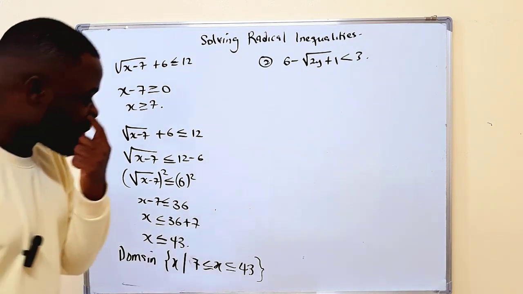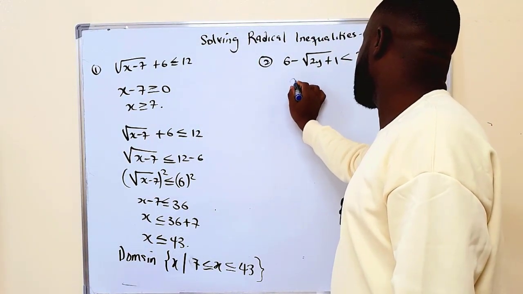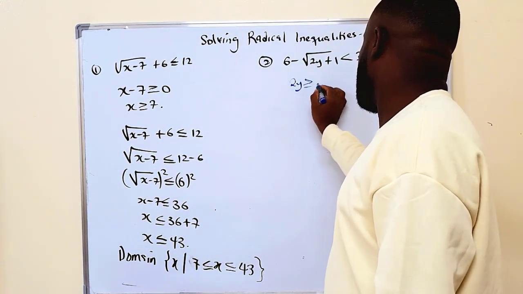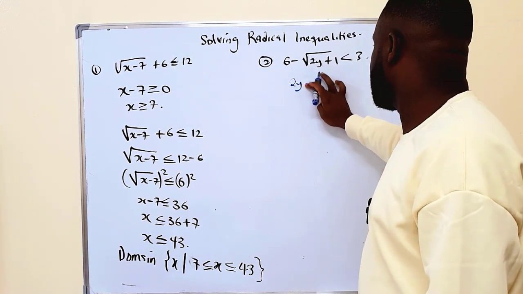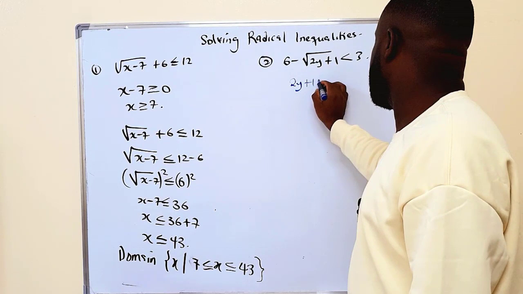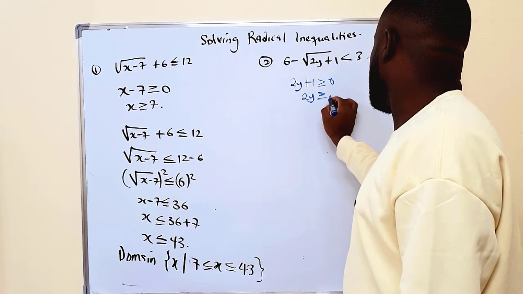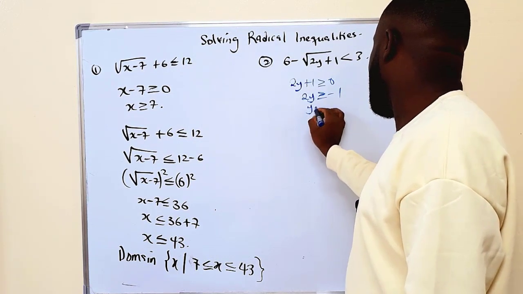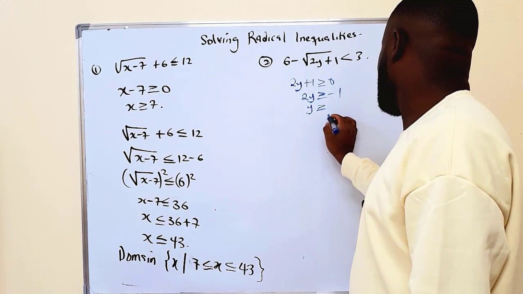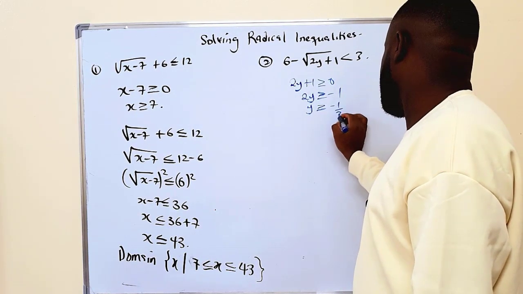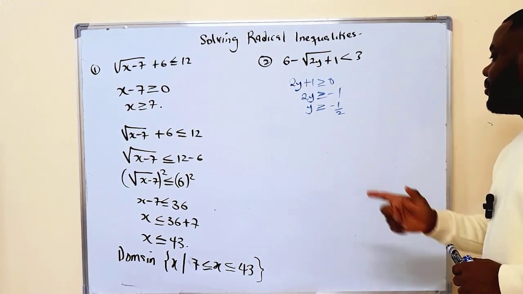Now let's look at question two. The same thing, we take the radicand, which must be greater than or equal to 0. So 2y plus 1 is greater than or equal to 0. So 2y is greater than or equal to negative 1, then y is greater than or equal to negative 1 over 2. Now we've gotten the first values of y.